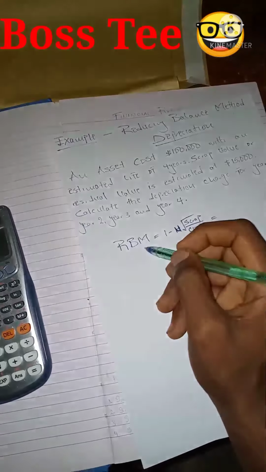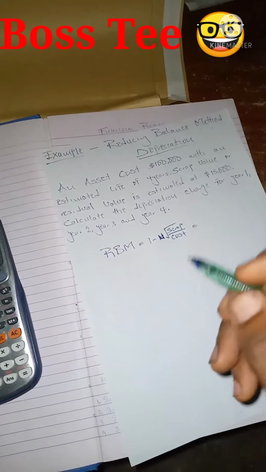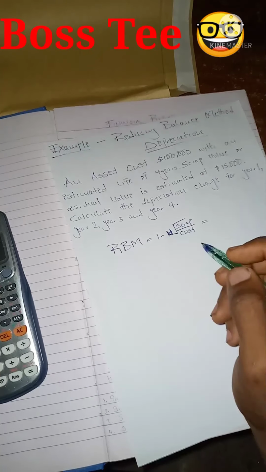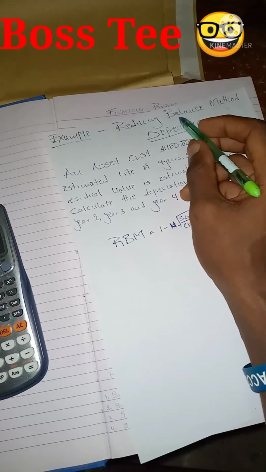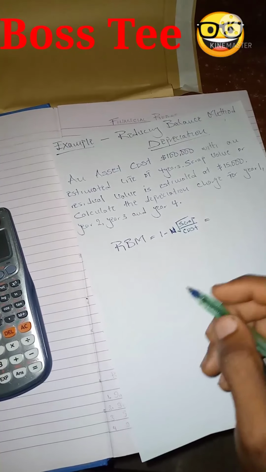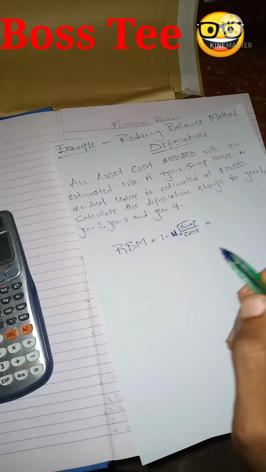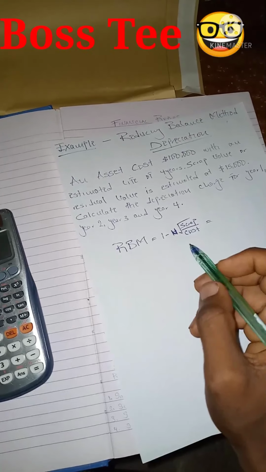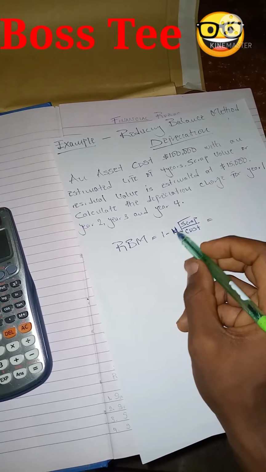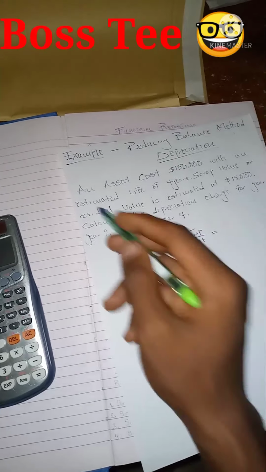This particular rate that you ascertain is what you will use to reduce depreciation every year when you are using the reducing balance method. Mind you, when using the straight line, as in the previous video, we say the cost minus the scrap value all upon the number of years. But for the reducing balance method, we say 1 minus the nth root of the scrap value all upon the cost.